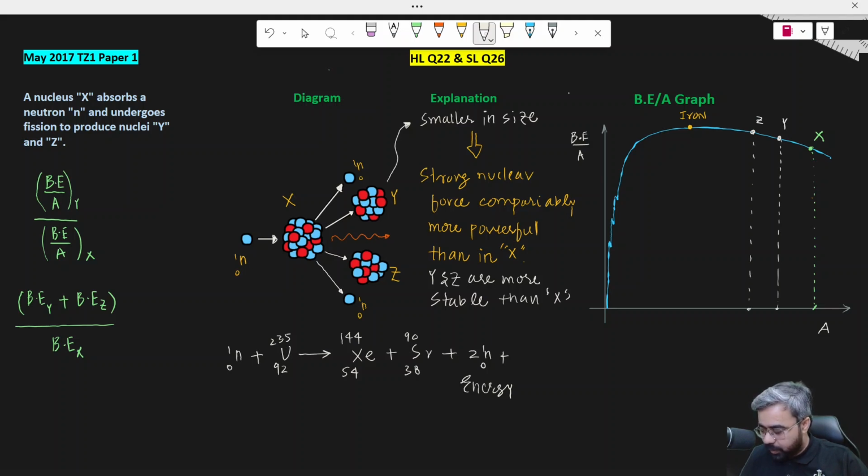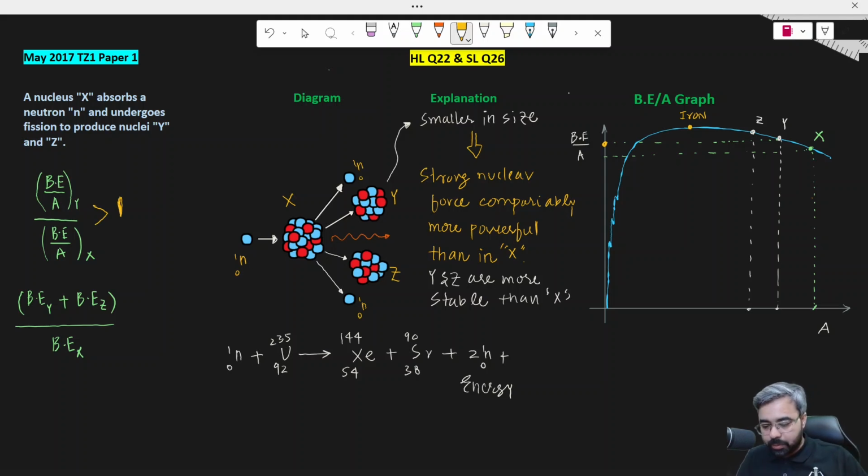On this basis, don't you think that the binding energy per nucleon of Y is obviously more than the binding energy per nucleon of X? What we see here is exactly that. So if the binding energy of Y is more, then the ratio should be greater than one, because it is more.